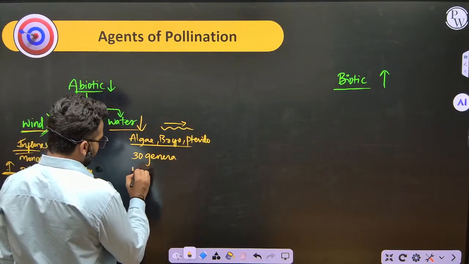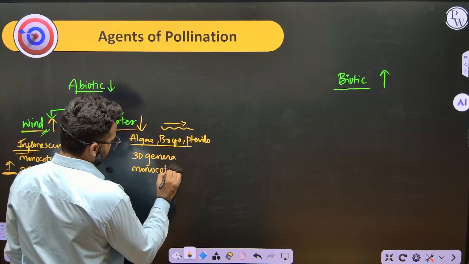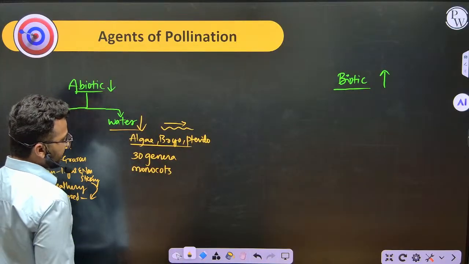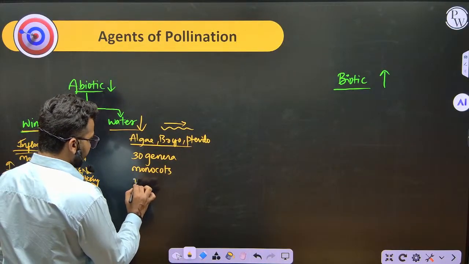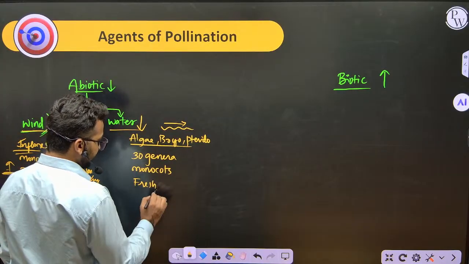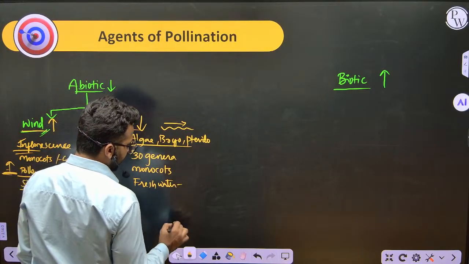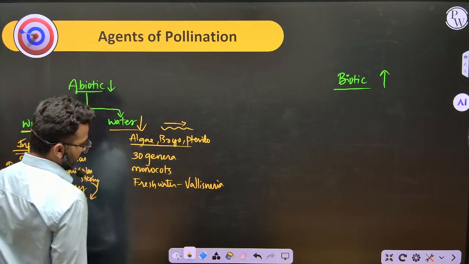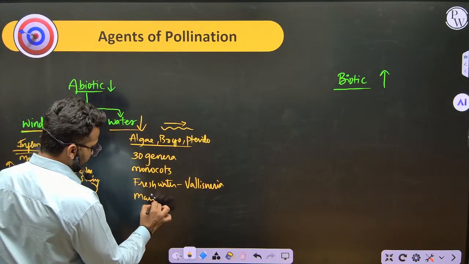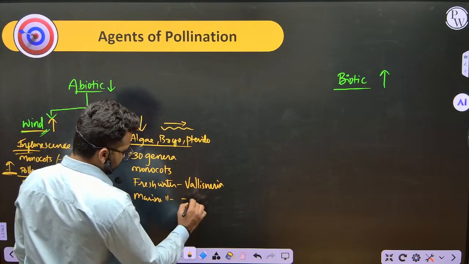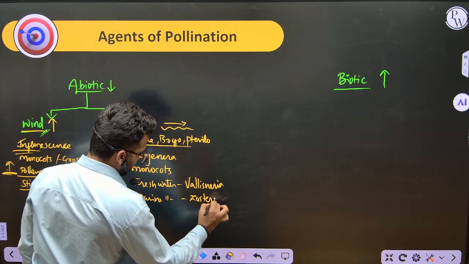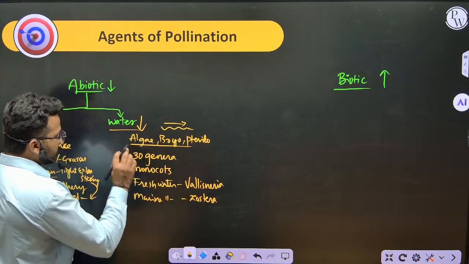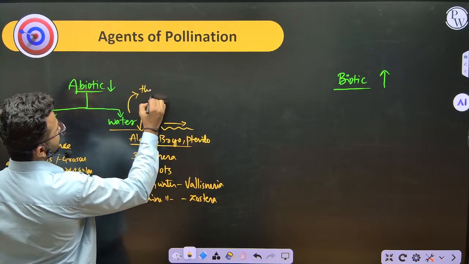30 genera, and they are mainly monocots. And in case of water pollinated plants, we have discussed yesterday. In case of freshwater plants, you can take the example of Vallisneria. And in case of marine water plants, you can take the example of Zostera. And there are two types in the hydrophily.